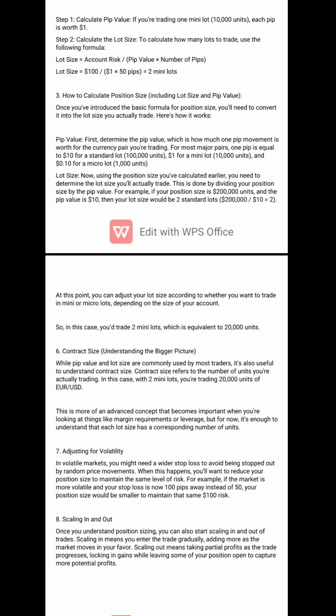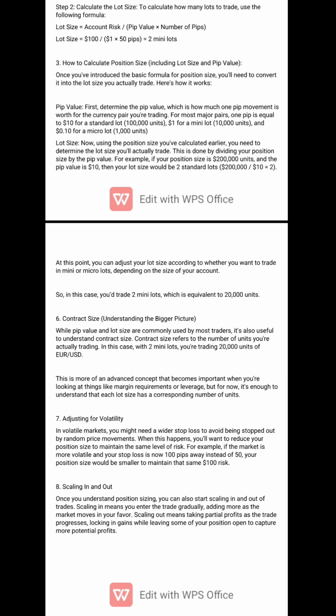Point 3 is how to calculate the position size. So we have introduced the basic formula for position size. We will need to convert it into lot size for you to understand. Still on that. So I don't want to waste much time here. Once again, I'm just going to move straight down to point 6.